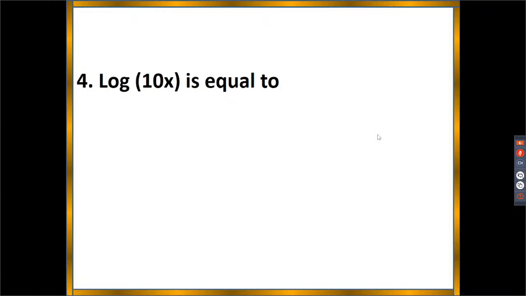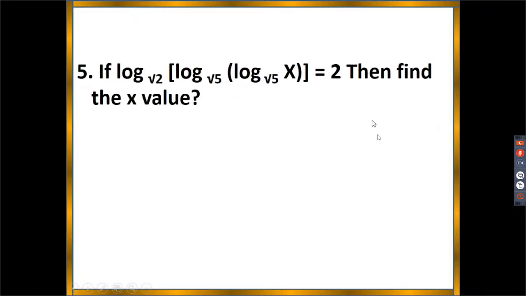So log 10x is equal to log 10 plus log x. Log 10 is nothing but 1. 1 plus log x is the correct answer. Next one.